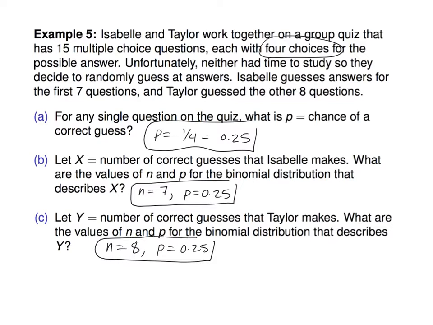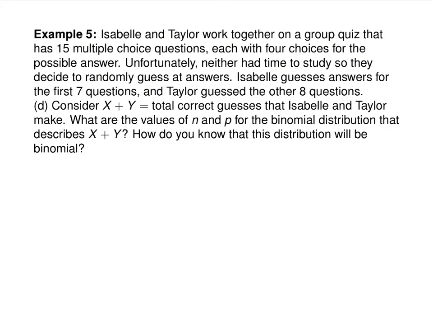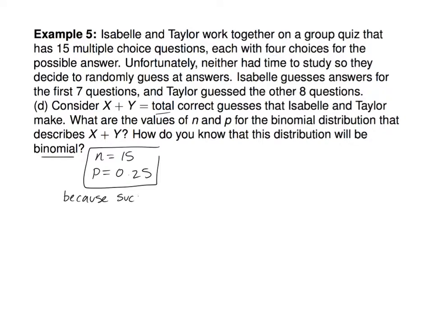And because those P's are the same, you know that if you combine them into one big trial, it's still binomial and you have the same success probability. So consider X plus Y, which is the total correct guesses that they make together. What are the values for N and P in this case? N is 15. And P is still 0.25. And then how do you know that it's binomial? It's because the success probabilities are the same. That's why.